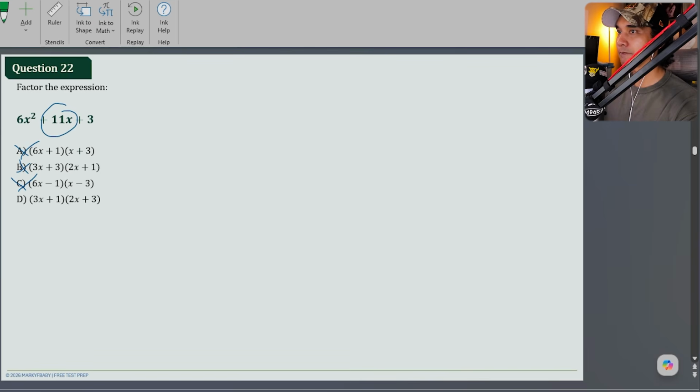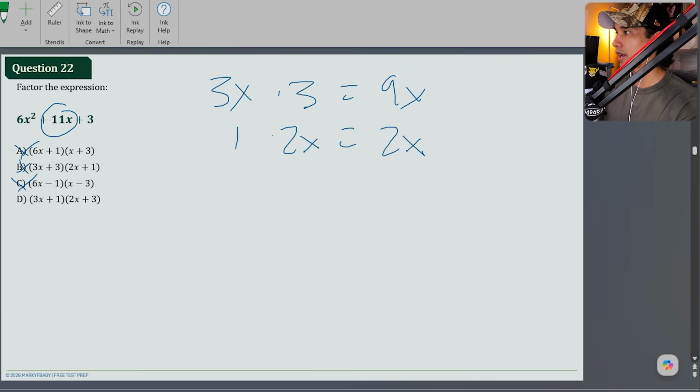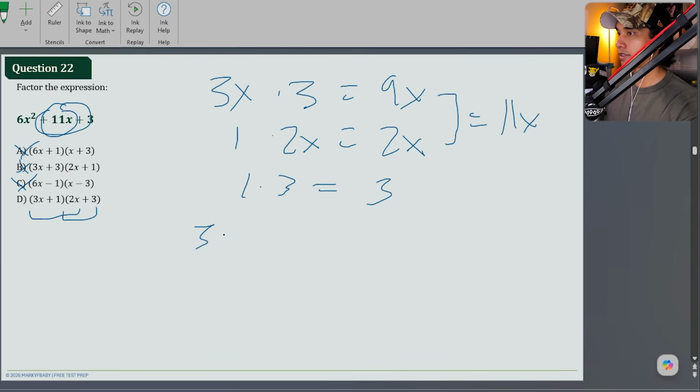And just to check it, let's just go ahead and do 3x times 3 equals 9x. And then 1 times 2x equals 2x. This together does equal 11x. And we're good to go. And just let's do our last term here. 1 times 3 equals 3. And then 3x times 2x equals 6x squared. Okay, that's how you do it. You need to FOIL each answer choice, and you will pray that it's A.